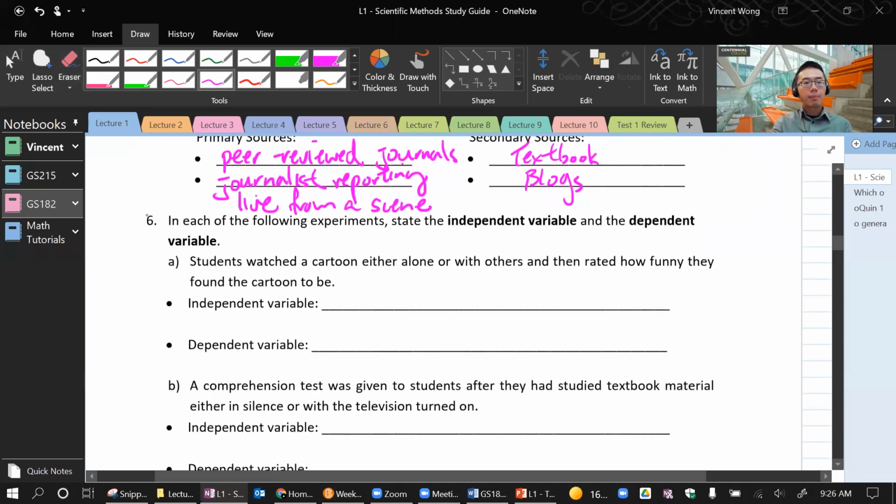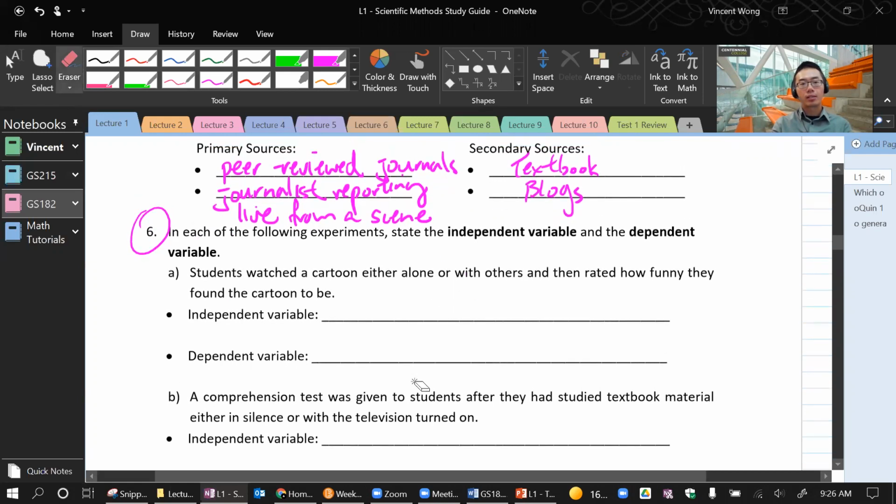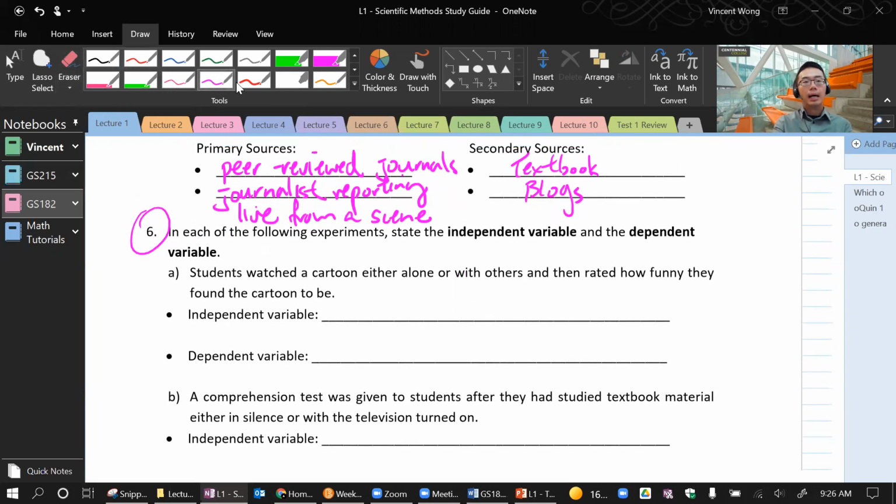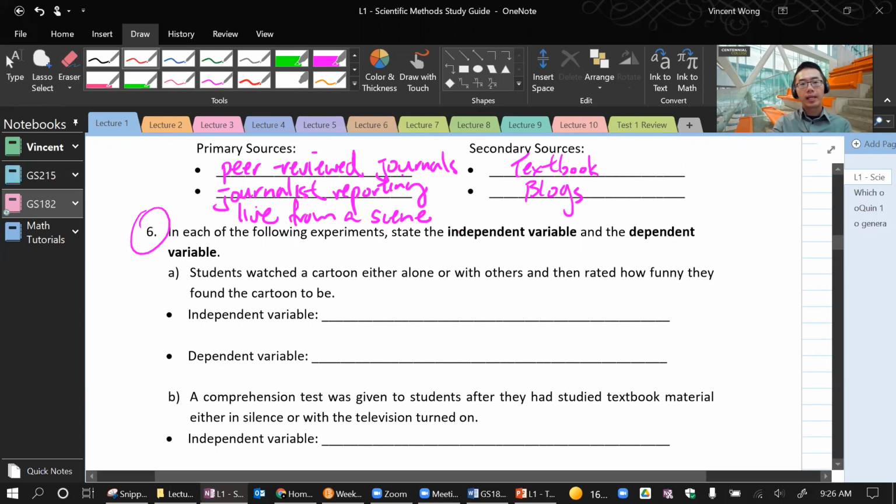Okay, number 6. I believe I did this in the lecture recording, so I'm not going to go through it again. You can watch the recordings to fill this in. But I will explain briefly the difference between independent and dependent variable.